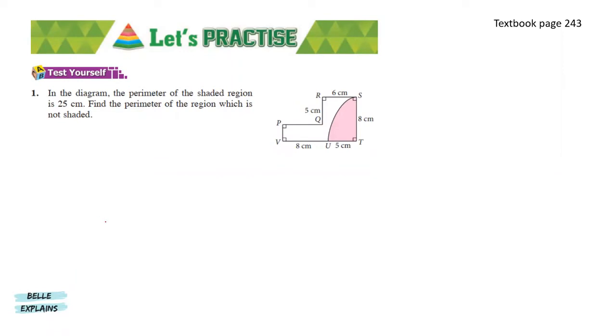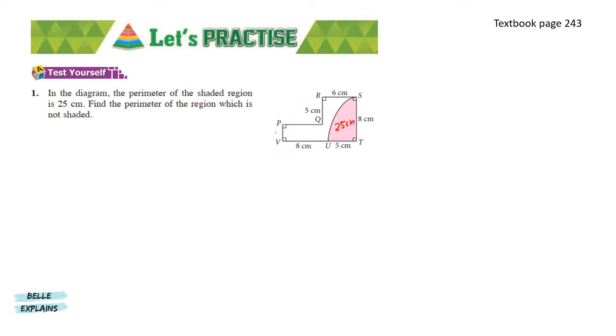In this video, I'll be explaining Let's Practice from Chapter 10, Perimeter and Area. Let's get to it. In the diagram, the perimeter of the shaded region is 25 cm. So this entire part here is 25 cm. Find the perimeter of the region which is not shaded.